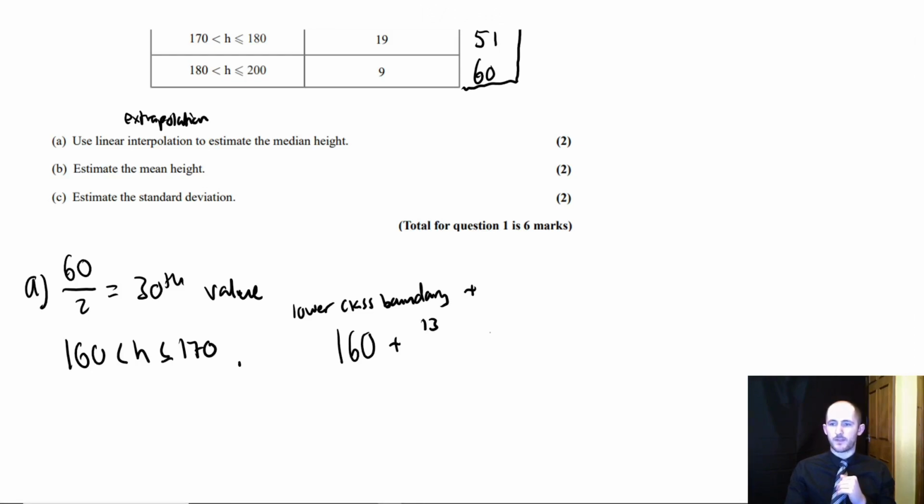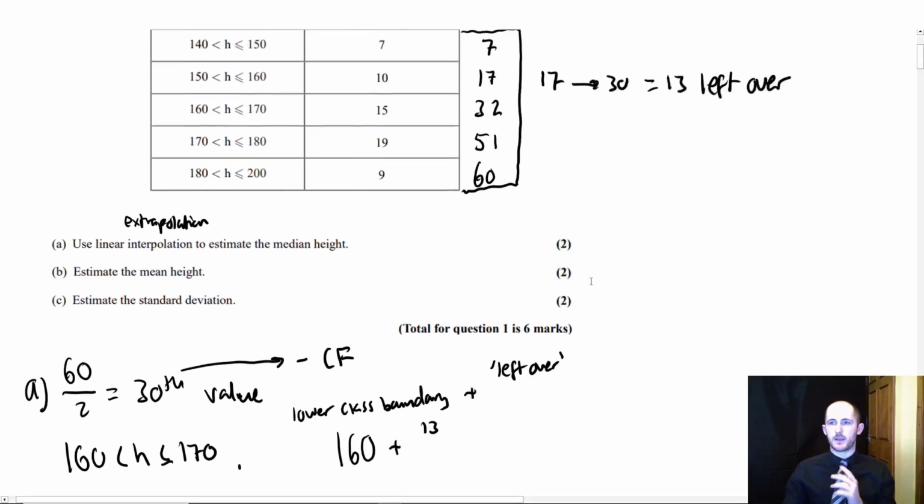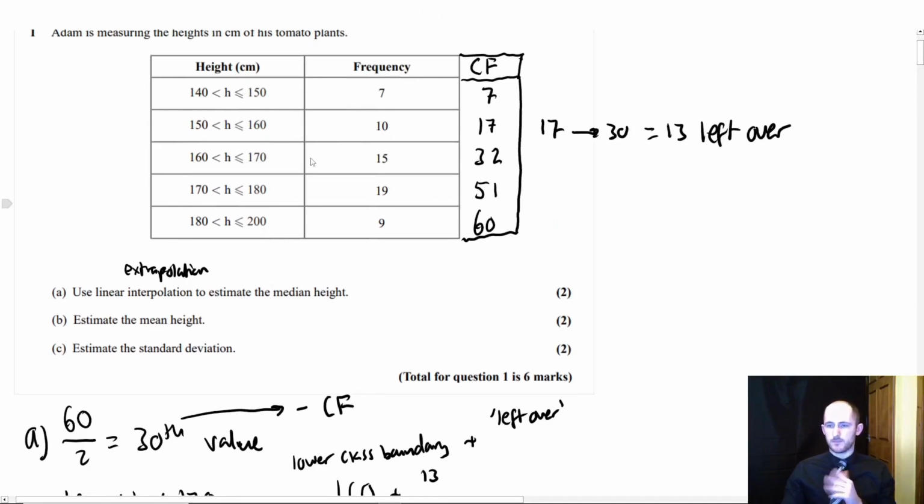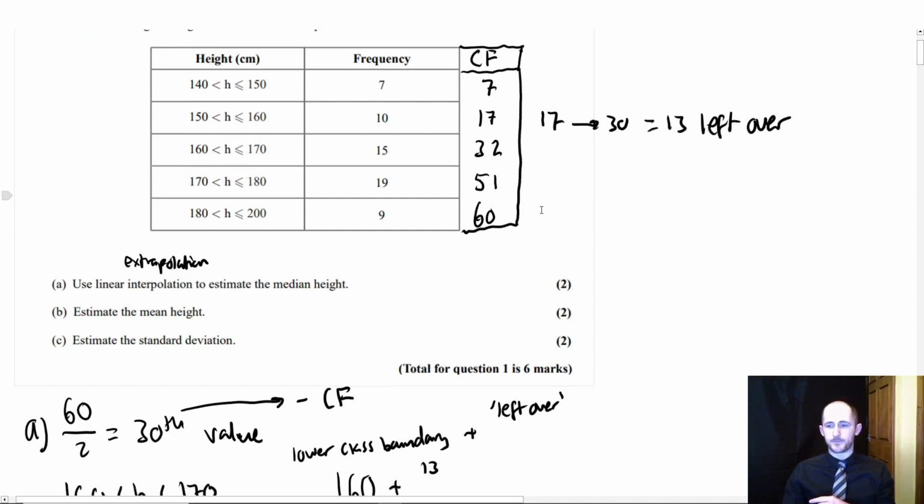And again, where I got that is from the leftover amount. So all you're doing in this case is you're taking 30 and you're subtracting the cumulative frequency up to that point. So again, just as a quick go again. The 30 comes from the 30th value. We're up to 17 here, and next is 32. So we've got 17 values, that's fine. We need 13 more values, okay, which is somewhere inside this class width here.